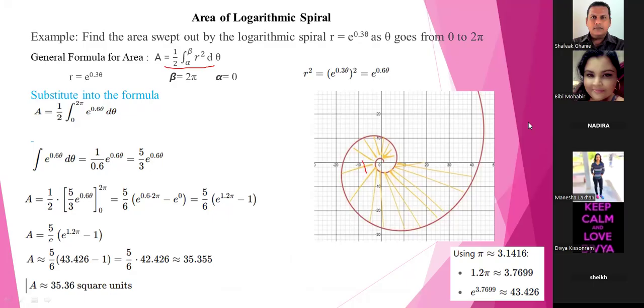So we substitute all our values into this formula and we integrate. Sorry, colleagues, r equals e to the power 0.3 theta. When we square it, we have e to the power 0.6 theta. And we substitute this value into the formula. Then we integrate e to the power 0.6 theta, and we'll have this.